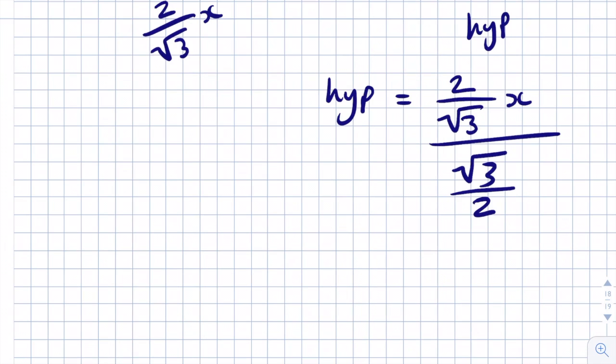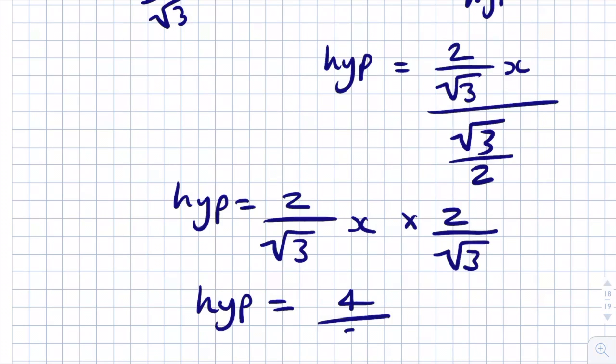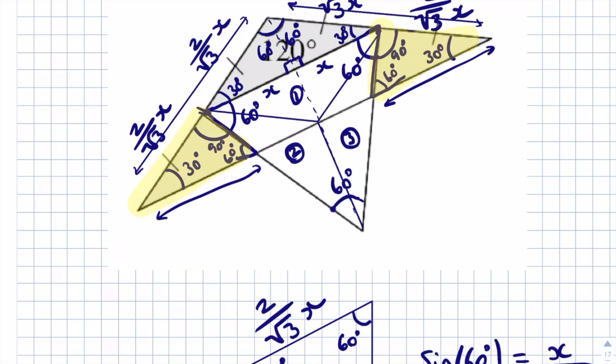Well, if we have a fraction divided by another fraction, that's going to be the same as saying the top fraction multiplied by the reciprocal of the bottom fraction. So we're going to get the hypotenuse is equal to 2 over root 3 x multiplied by 2 over root 3, which gives us a hypotenuse of 4/3 x. So, because we know that the angles and the side lengths of each of these triangles are the same, we can say that both of these triangles are congruent. So this length is 4 over 3 x, and this length is 4 over 3 x.